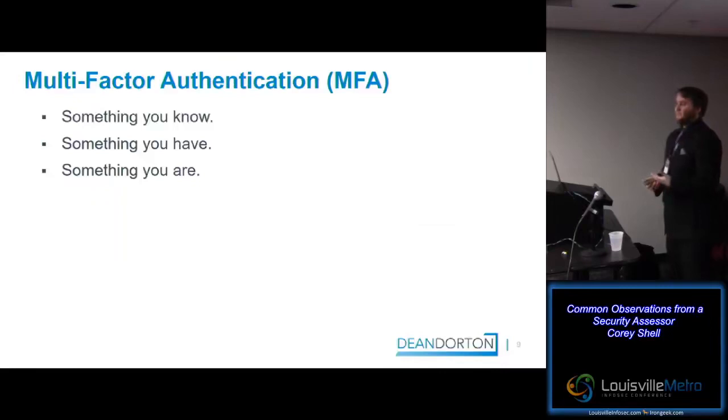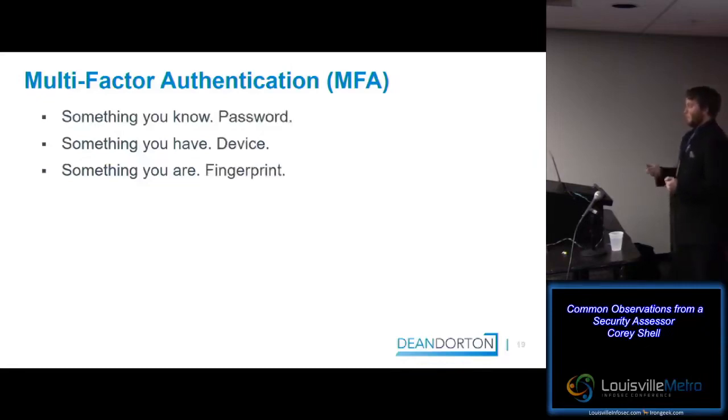Multi-factor authentication, this is the big thing if you want to reduce your risk of compromise in Office 365. So multi-factor authentication, it's a combination of two of the three here: something you know, something you have, something you are. Something you know, such as a password; something you have, such as a device, could be a YubiKey, like a physical device. Something you are, such as a fingerprint.